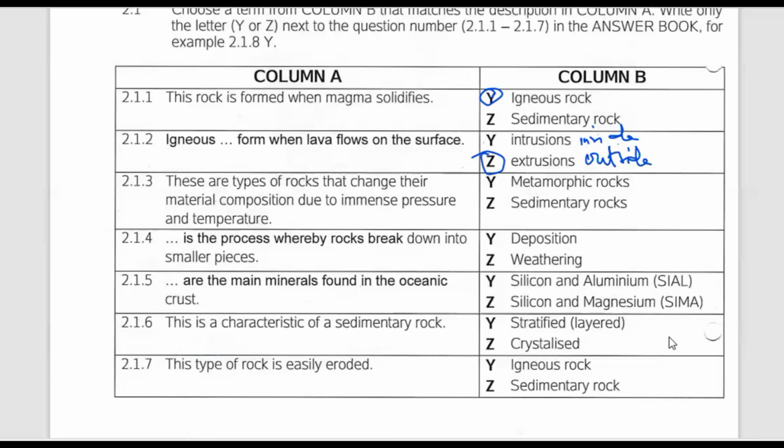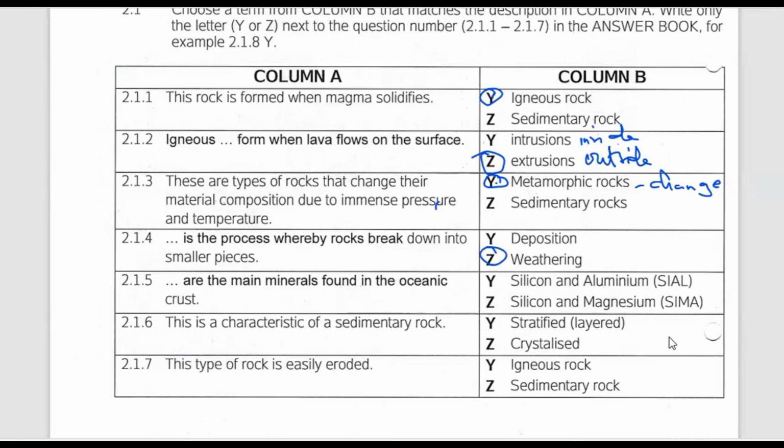We have talked about that. Those are metamorphic. Metamorphic from the word metamorphosis, which means change. It means these rocks were initially either sedimentary or igneous rocks, but they have gone through intensive heating and intensive pressure. Then they are forced to change their form to become a completely different type of rock. So that is a metamorphic rock. Then we go to number 214. Is the process whereby rocks break down into smaller pieces. That is automatically weathering. Then we move on to the next question.